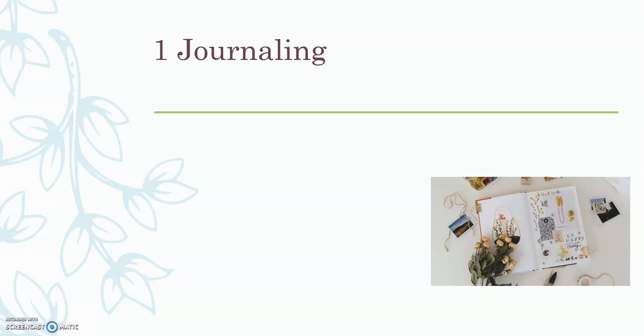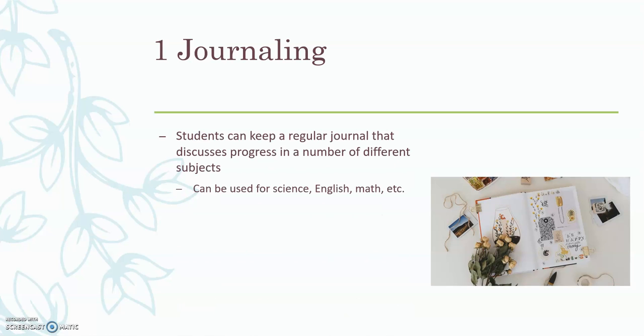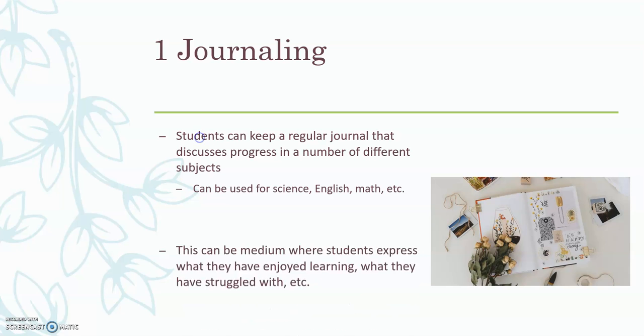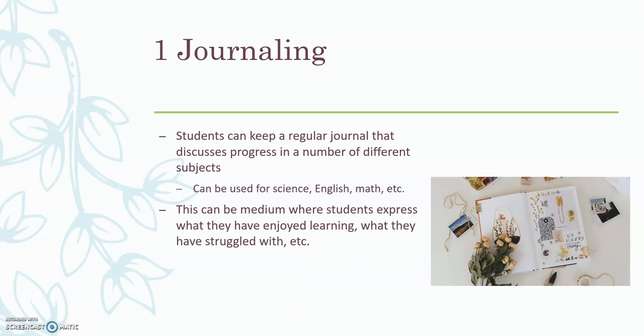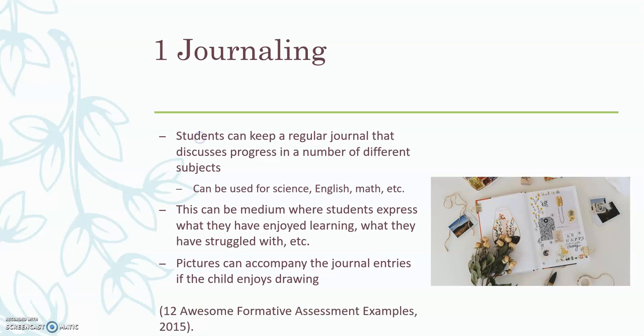And finally, number 1 is journaling. Again, rather self-explanatory, but students can keep a regular journal that discusses progress in a number of different subjects. This could really be used for almost anything: science, social studies, math, English. And during this time, the students will be asked to express what they've enjoyed learning, what they've struggled with. They can have accompanying illustrations or pictures maybe that they pulled offline that can be used to accompany the drawing.